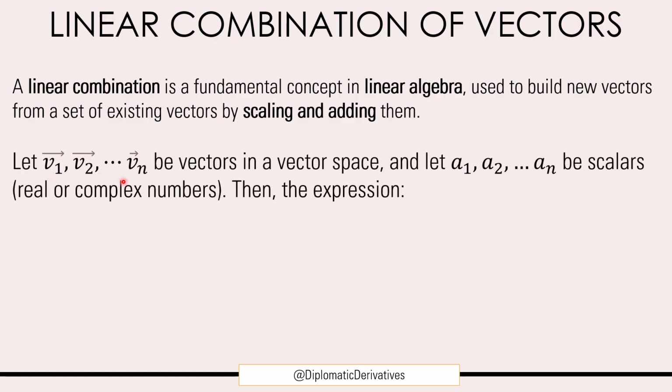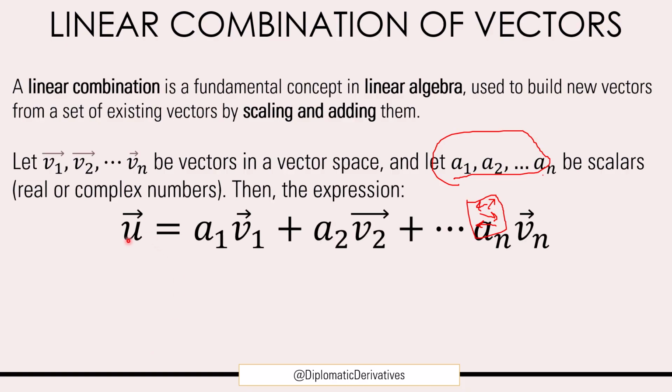Let v1, v2 till vn be vectors in a vector space, and a1, a2 till an be scalars, that is real or complex numbers, right? Let's suppose we just draw the space. Inside that space, you will have multiple vectors in different directions, and then you have certain scalars, that is a1, a2 till an. We don't know the exact number of vectors and scalars, so we just assume till n. Then the expression u is equal to a1 v1 plus a2 v2 till an vn is the linear combination.